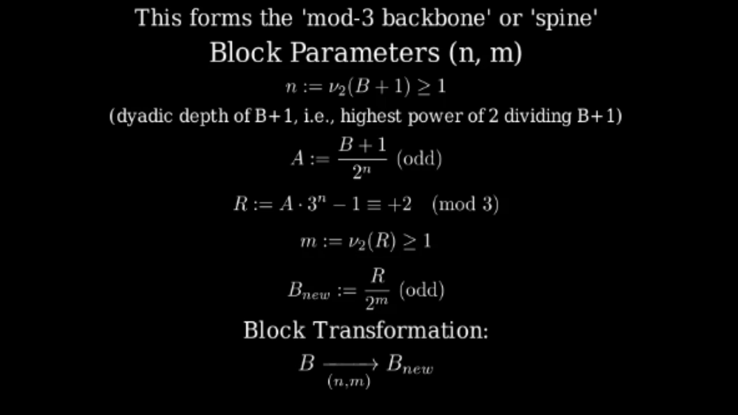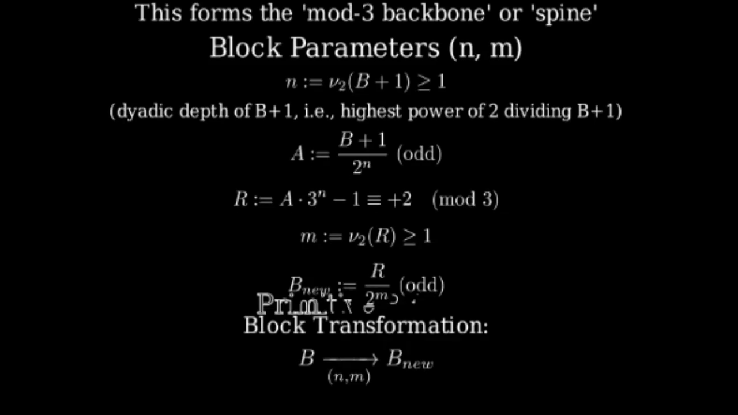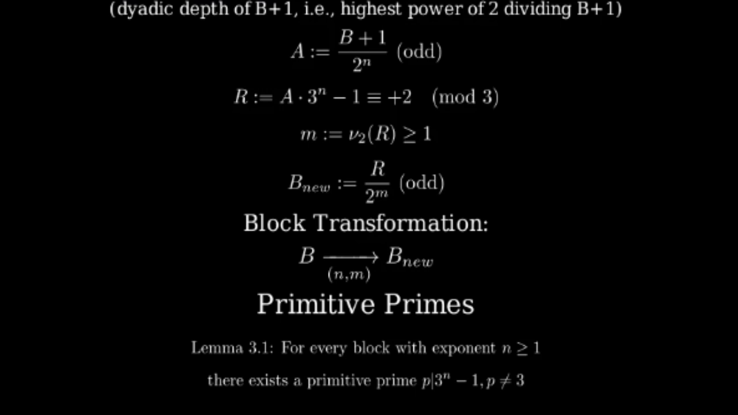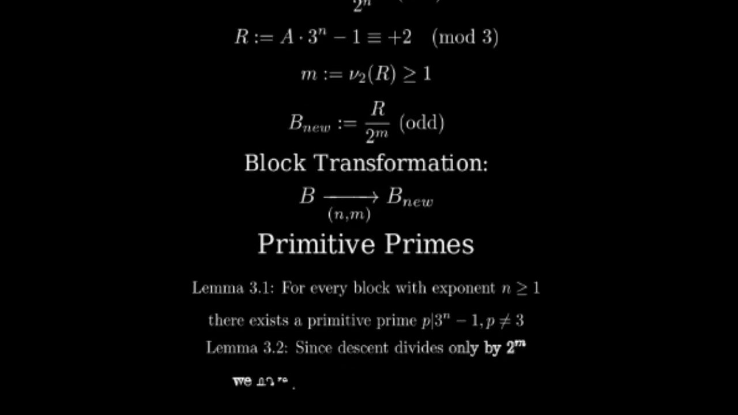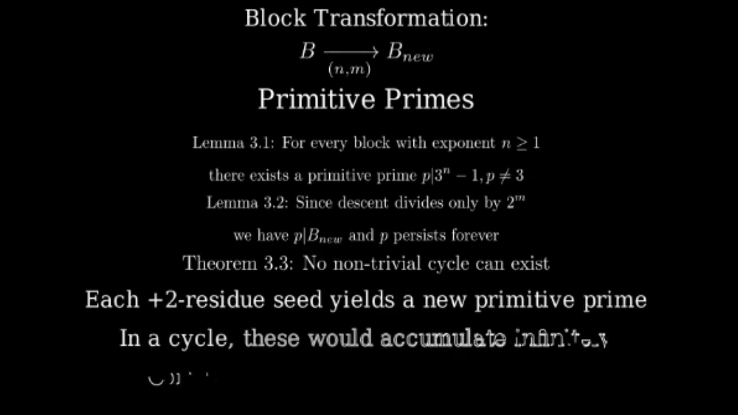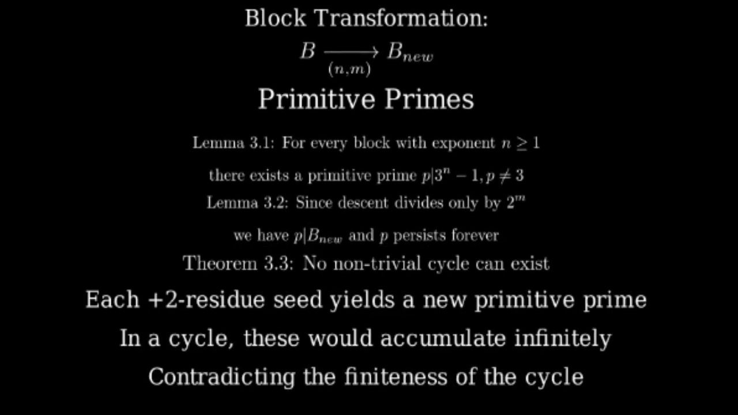One of the key insights in the paper is about primitive primes. For every rising block with exponent n, there exists a primitive prime p that divides 3 to the n minus 1. By primitive, we mean a prime factor that doesn't divide 3 to the k minus 1 for any smaller k. The crucial observation is that since descents only divide by powers of 2, these primitive prime factors persist forever in the sequence. This is a powerful result because it means no non-trivial cycle can exist. Why? Because each cycle would accumulate an infinite collection of primitive primes, which is impossible for a finite-length cycle.